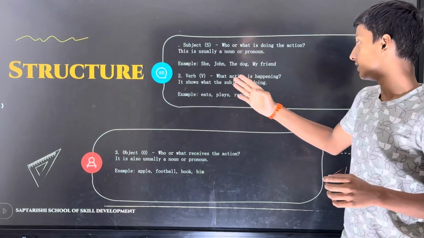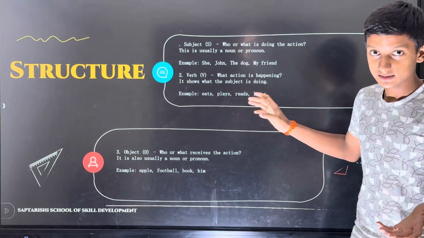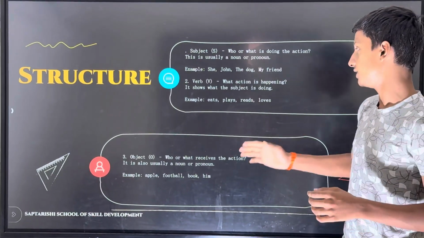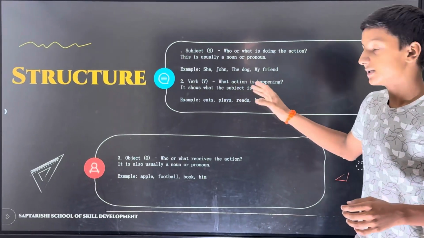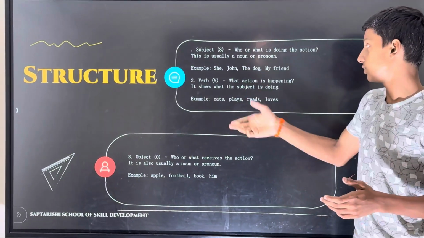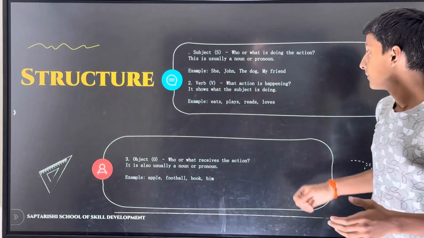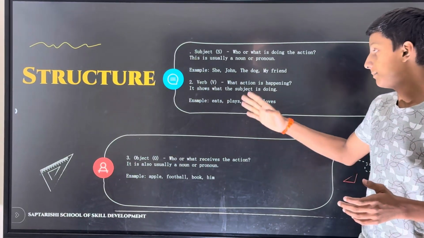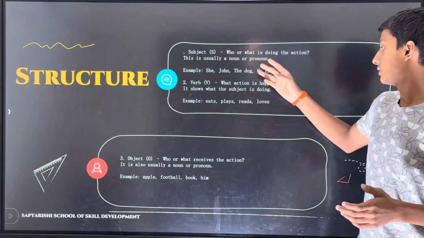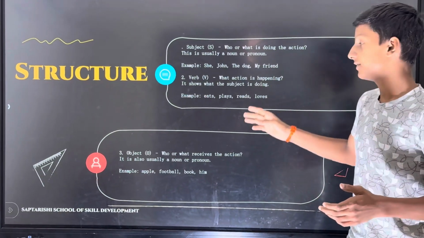Verb: what action is happening? The action or state that is happening is known as the verb in a sentence. It shows what the subject is doing. What is she doing? What is John doing? What is the dog doing? What is my friend doing? That is a verb. Example: she eats, John plays, the dog loves, my friend reads.